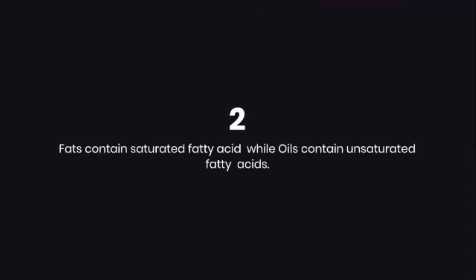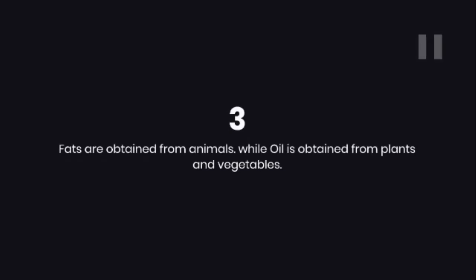Before the end of this class, we're going to be touching on saturated and unsaturated fatty acids. Alright, so let's keep going. Number three, fats are obtained from animals while oils are obtained from plants and vegetables. So fats are obtained from what? Animals, while oils are obtained from what? Plants. Right?